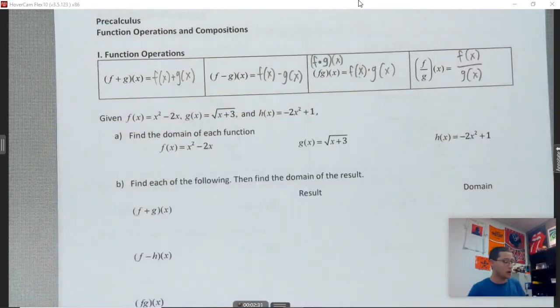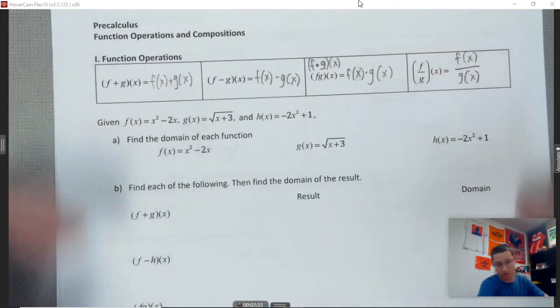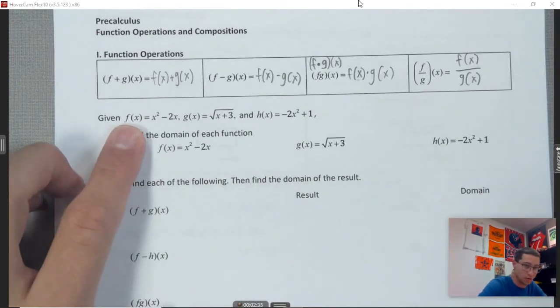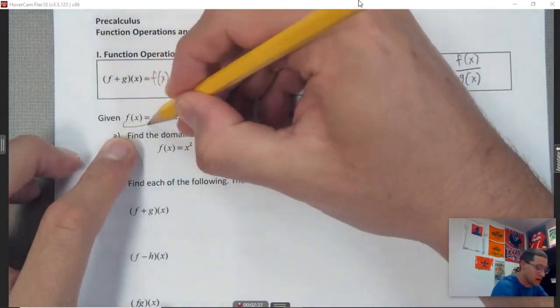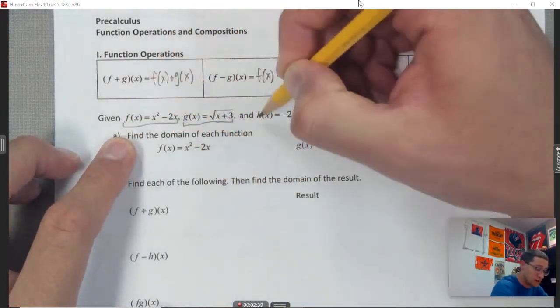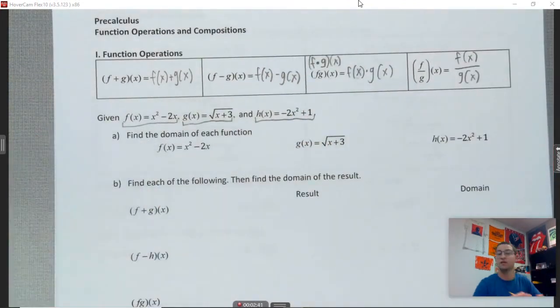All right, so let's go ahead and jump in and do these examples. For each of these problems, you've got an f of x, you've got a g of x, and you've got an h of x. So you've got three different functions, and we'll do different things with each.